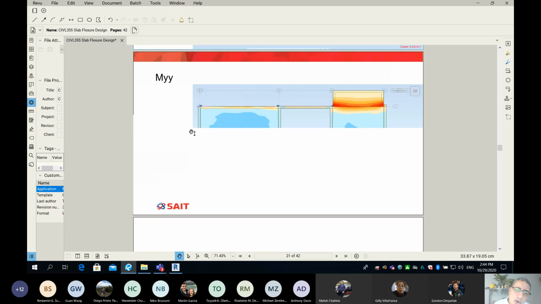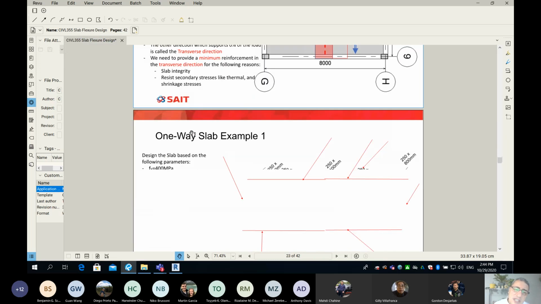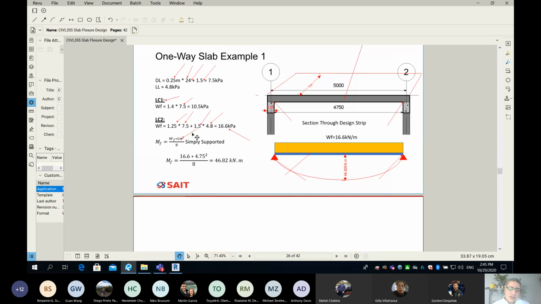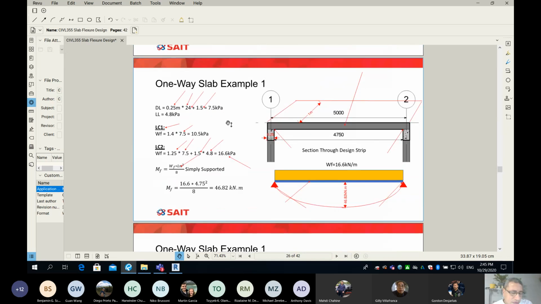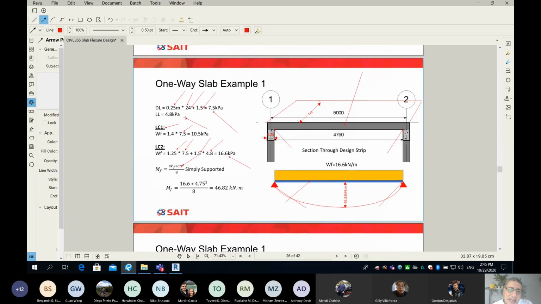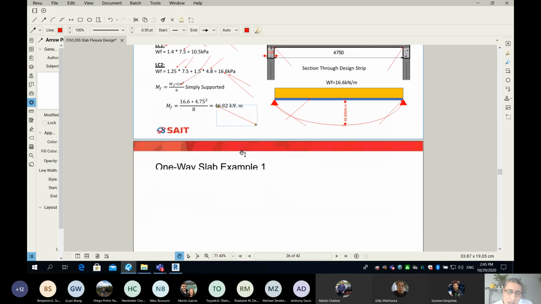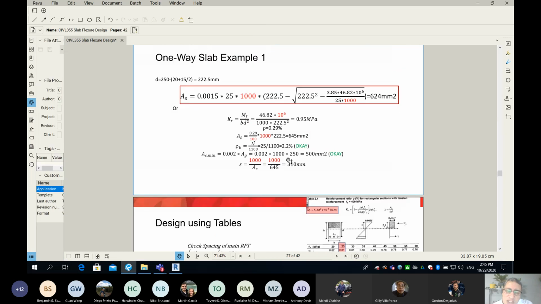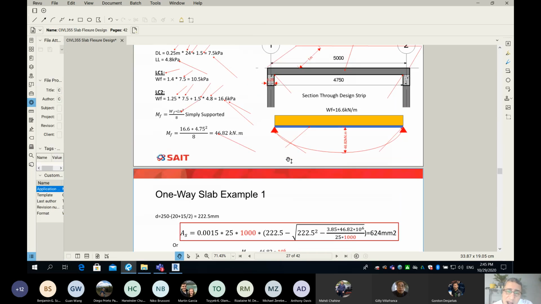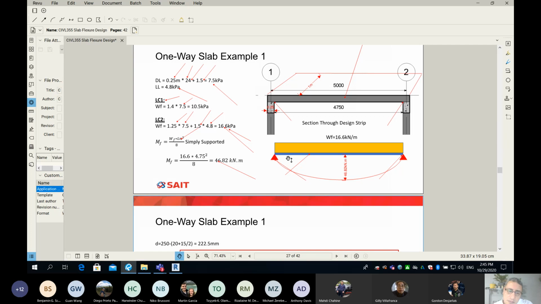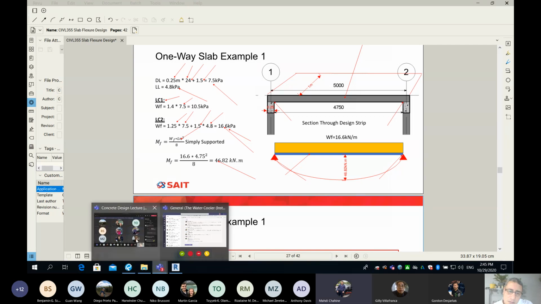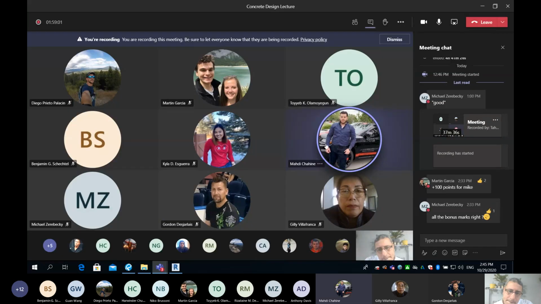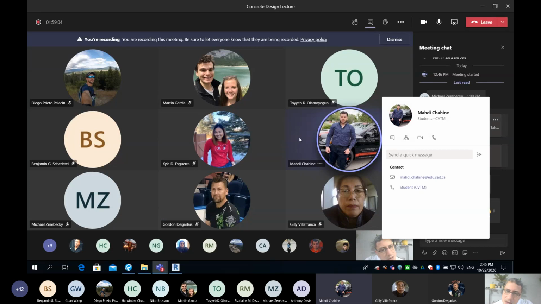It means all your numbers here will be multiplied by 2, which means this number here will be 15, and this number here will be 4.8 times 2, and the WF will be twice as much, and the bending moment will be twice as much. And guess what? When we find area of steel, you will get area of steel, which you have to place in your 2 meters. And then that's just over designing, right? If we did the other method, it will give you the same results.